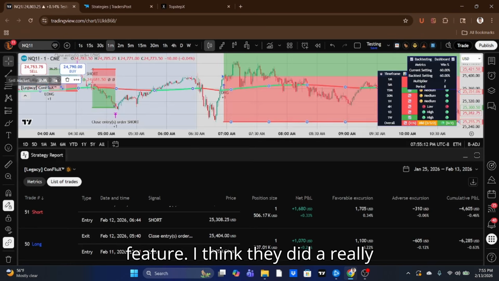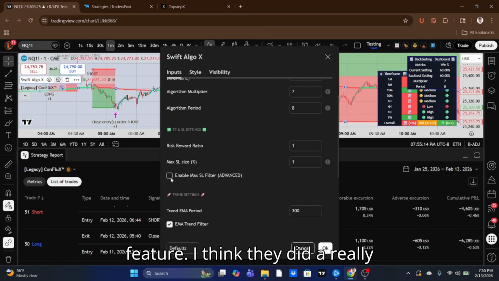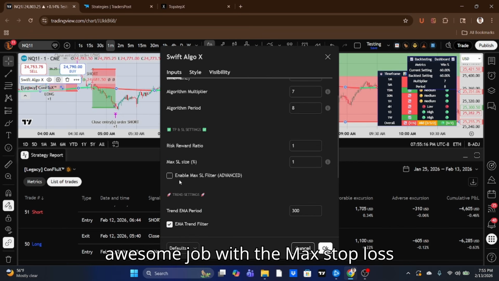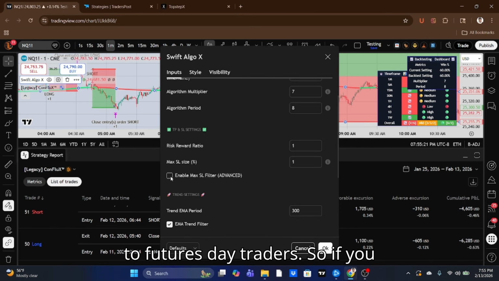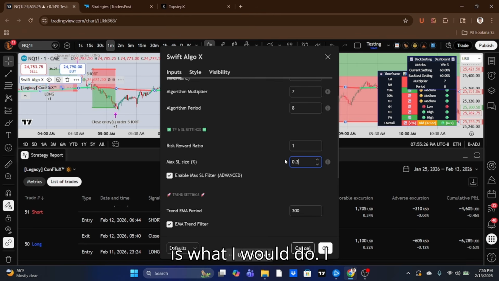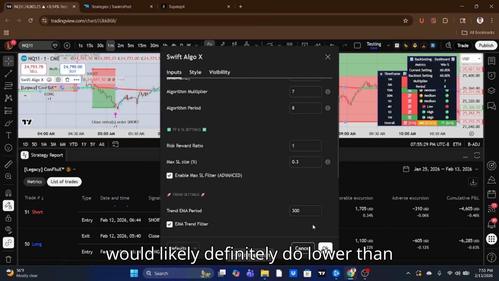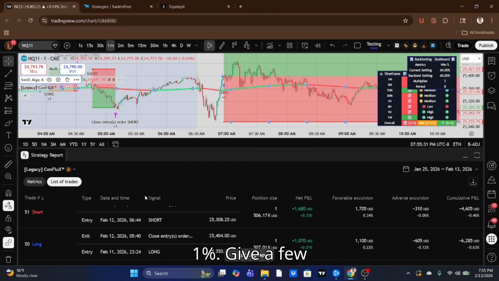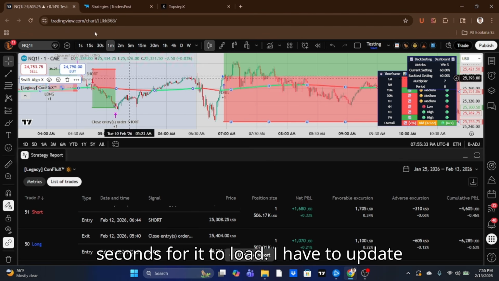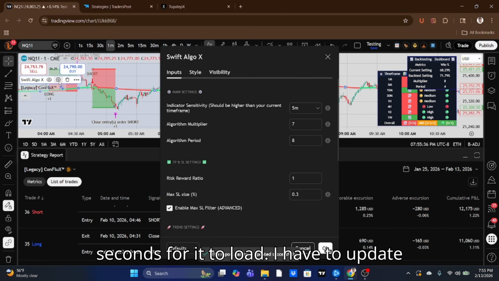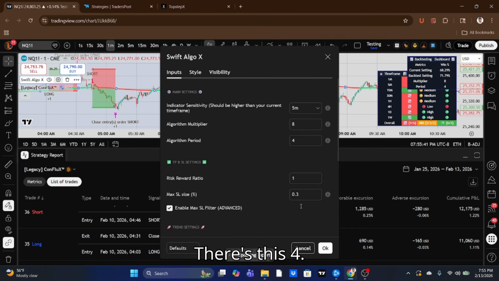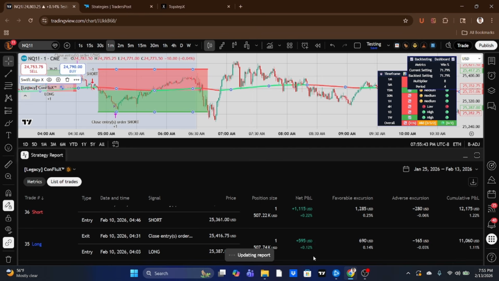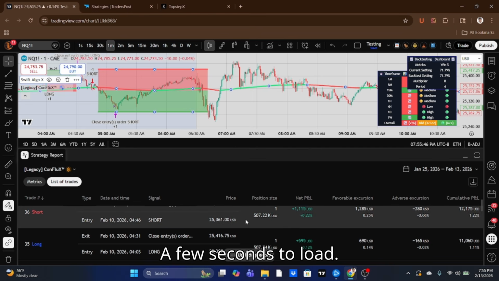So I really like this new feature. I think they did a really awesome job with the max stop loss size, because this will be a huge benefit to futures day traders. So if you select this, let's say 0.3 is what I would do. I would definitely do lower than 1%. Give it a few seconds to load. I have to update the settings again. So this is 8. This is 4. Okay, a few seconds to load.